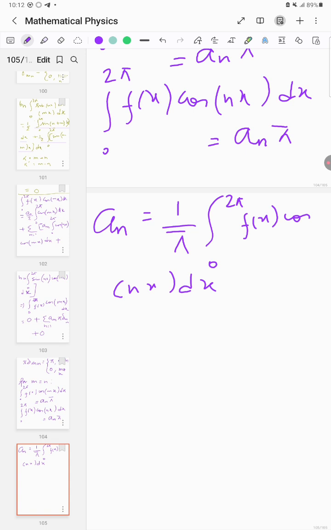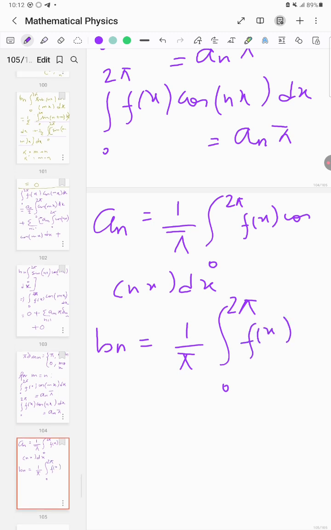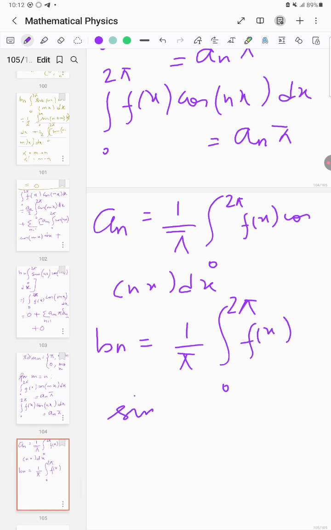We can say that bn comes out to be 1 by pi integration 0 to 2 pi f of x sin nx dx. Just remember that an has the term cos nx and bn has the term sin nx.